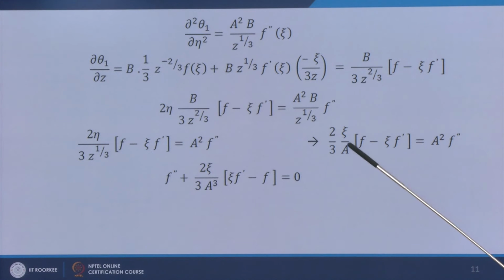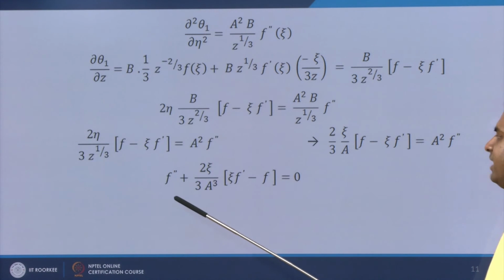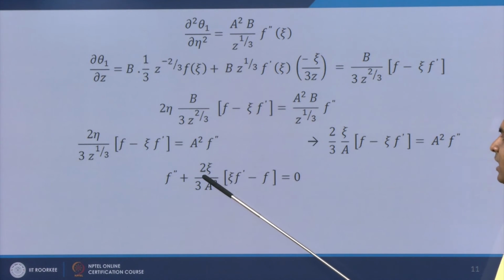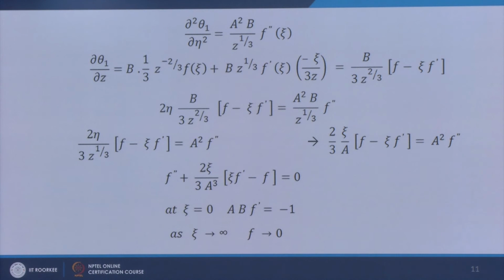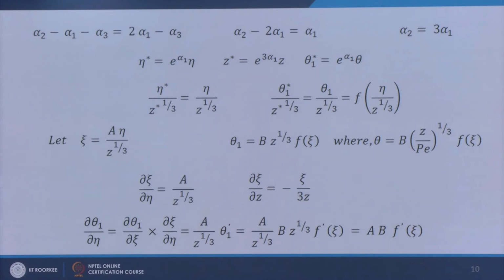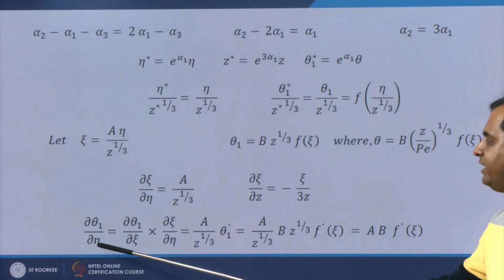If you change the sides of this one, then you will be getting f double dash plus 2 zeta by 3a cube into zeta f dash minus f is equal to 0. Okay. Now you see boundary conditions subsequently will be changing to, at zeta equals to 0, a b f dashed, which is nothing but del theta 1 del eta.